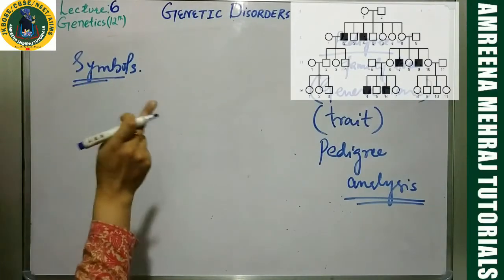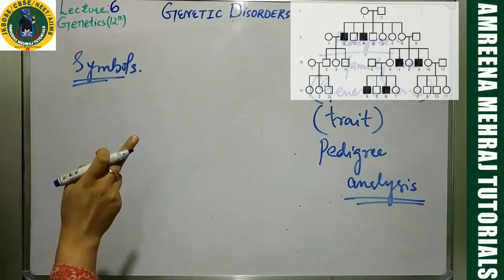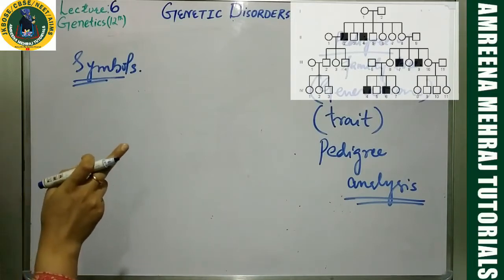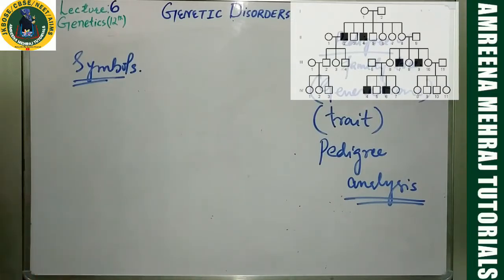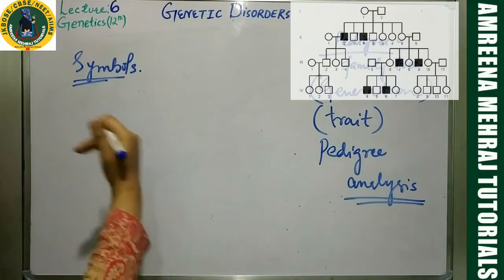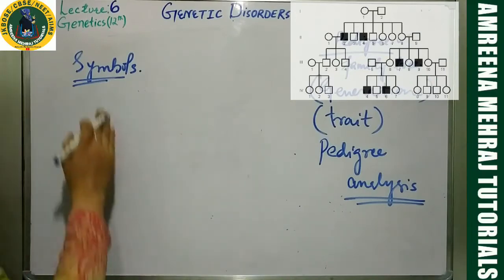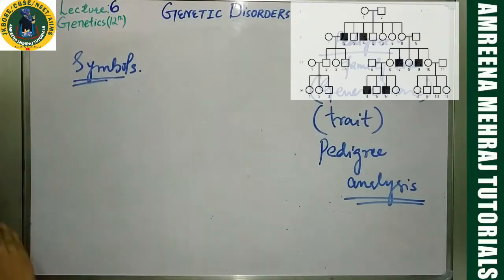And we'll be using the same pictures which are right now flashing on your board. We'll be using similar pictures to understand the inheritance of disorders, the inheritance of traits in a particular family. Okay, so symbols. Let me make you understand what these symbols mean.